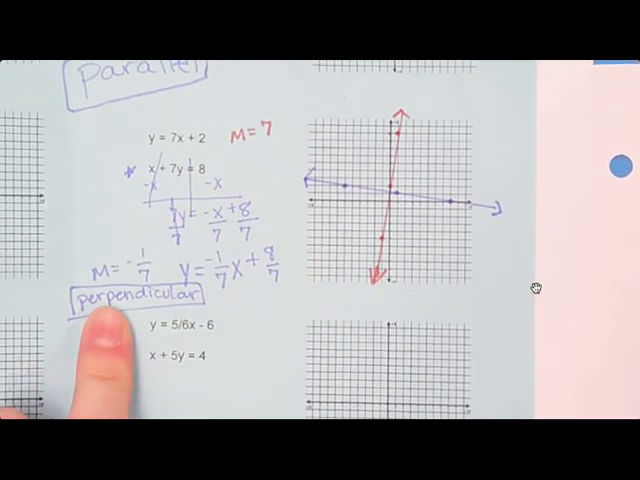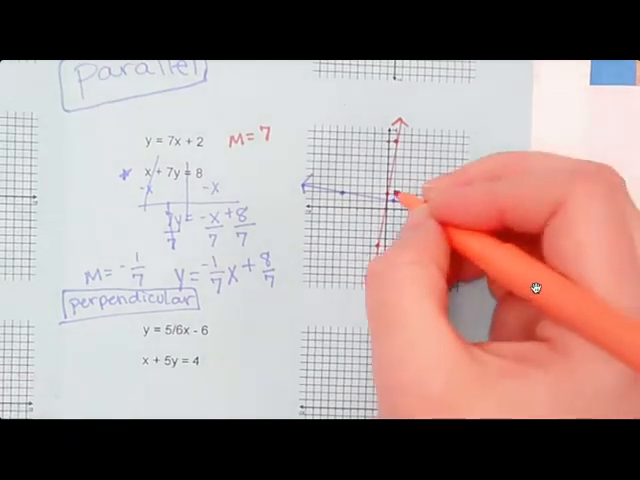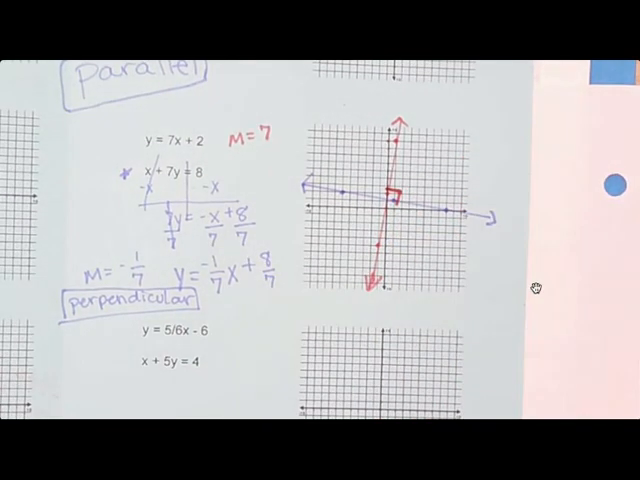We already know they're perpendicular. They look perpendicular. So we're just going to put a little right angle there. All right, that's all we're going to do in this foldable. You're going to glue it in the next page in your journal.